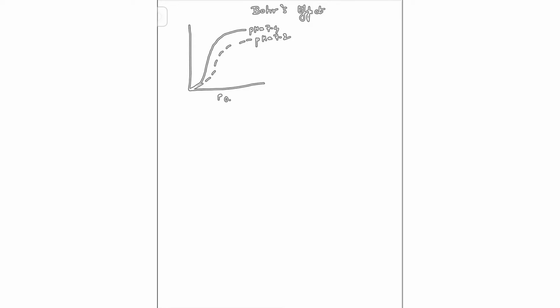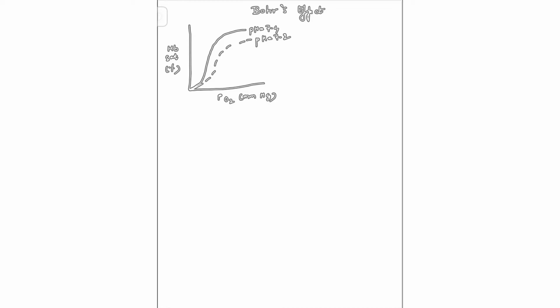This is PO2 in mm mercury, and this is hemoglobin saturation in percentage. You don't have to write the numbers in the answer paper. So let us see what exactly Bohr's effect means.